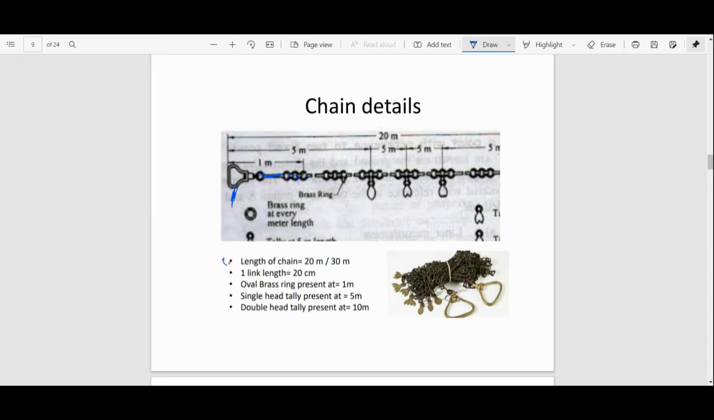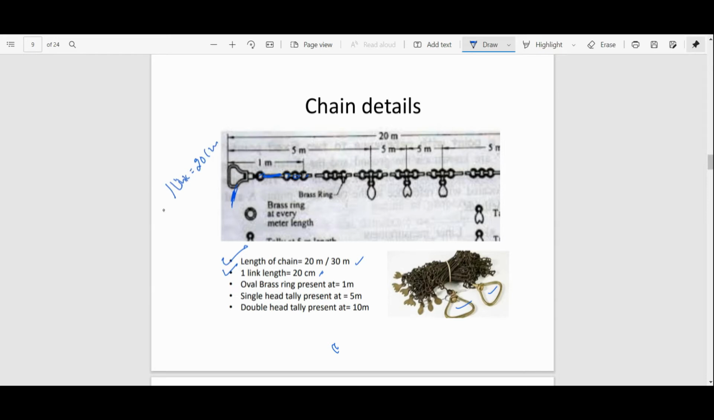The first one is the length of a chain, which is 20 to 30 meter. You can see here that these are the handles and these are the links. It is collected, or tied, link by link. Now next, one link has how much length? 20 centimeter. So if one link is of 20 centimeter.